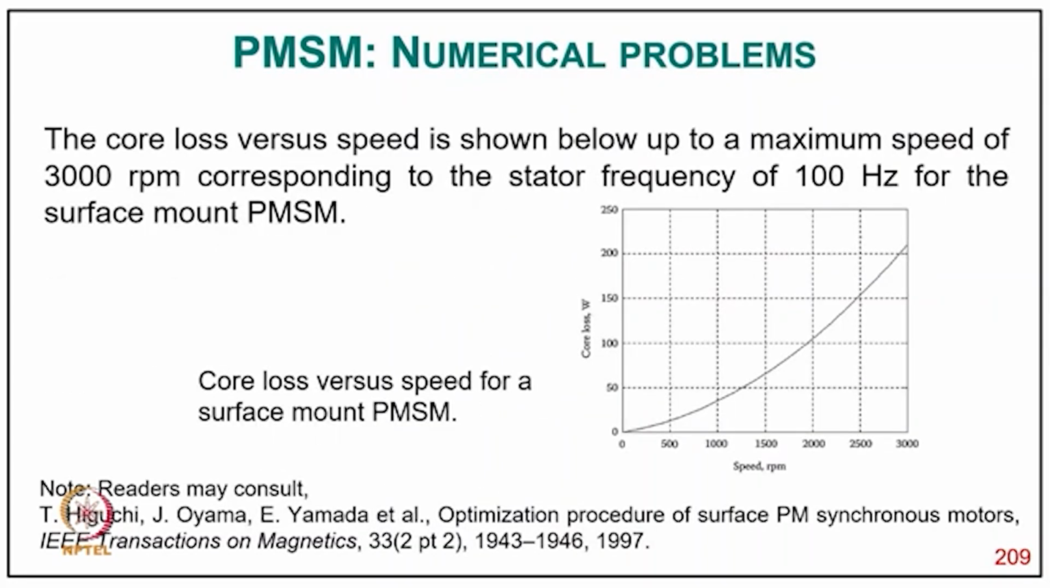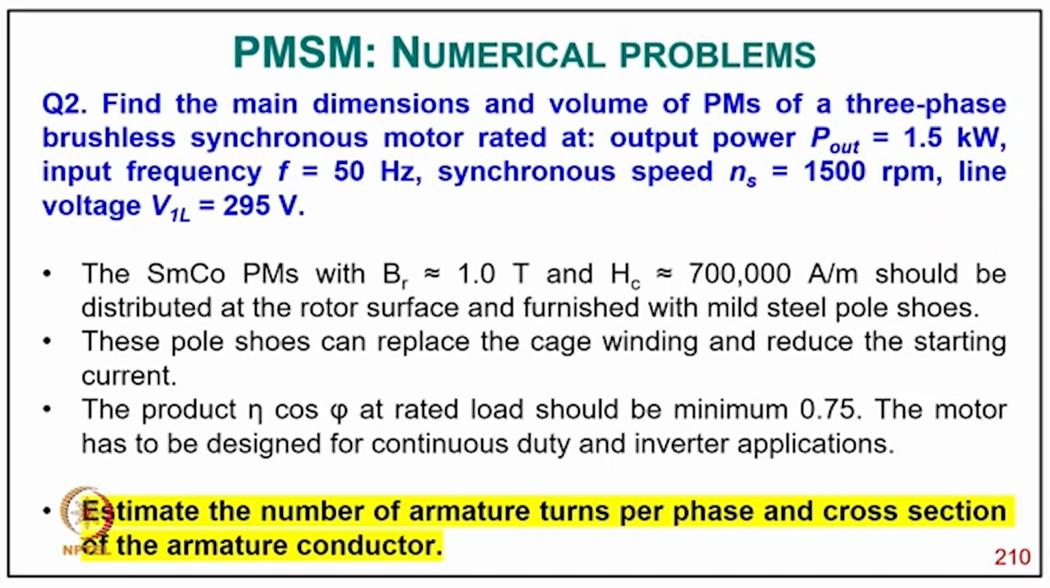So the core loss versus speed is shown here for a maximum speed of 3000 rpm, corresponding to the hysteresis frequency of 100 Hz for the surface mounted PMSM. You can see the core loss, and note this result is typically coming from the reference.